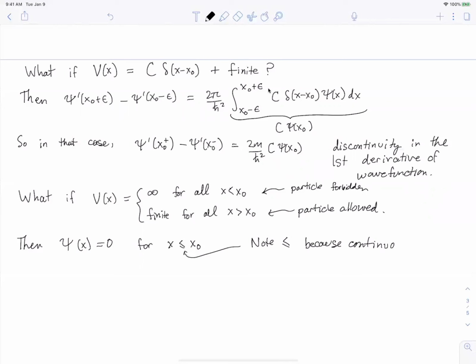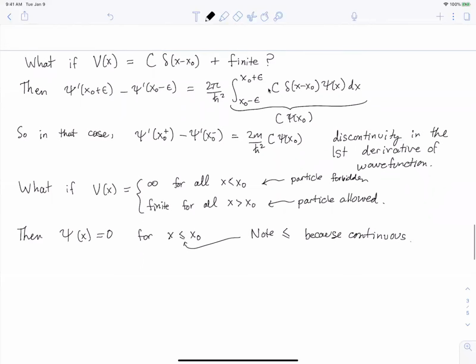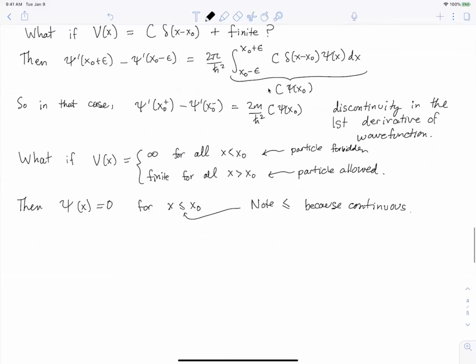And then you can reverse the inequalities. If it's forbidden to be in some region at any time, then on the boundary of that region, it has to be forbidden to be there as well. Okay.